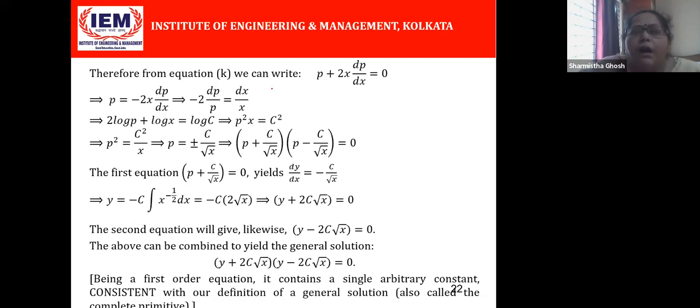So it is p equal to minus 2x dp dx, or rather we can separate the variables. So it is minus 2 dp by p, and the other side is dx by x. So you solve it, you get, of course, we can take all on the same side, then 2 log p plus log x. The constant of integration, you can write as c, but it's better to write it as log c, then it makes life easier. So you get p square x equal to c square.